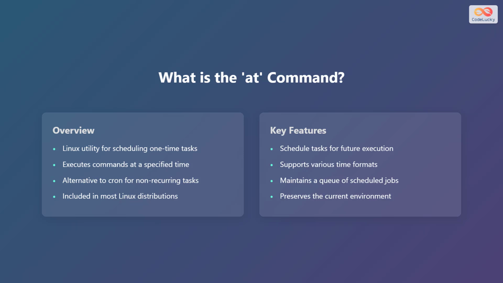Unlike cron, which is used for recurring tasks, at is designed for non-repeating actions. The at command is included in most Linux distributions. Key features include the ability to schedule tasks for future execution, support for various time formats, maintenance of a queue of scheduled jobs, and preservation of the current environment.